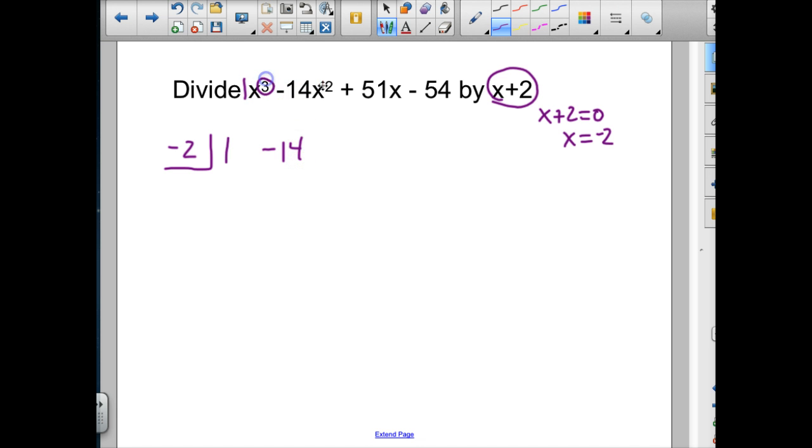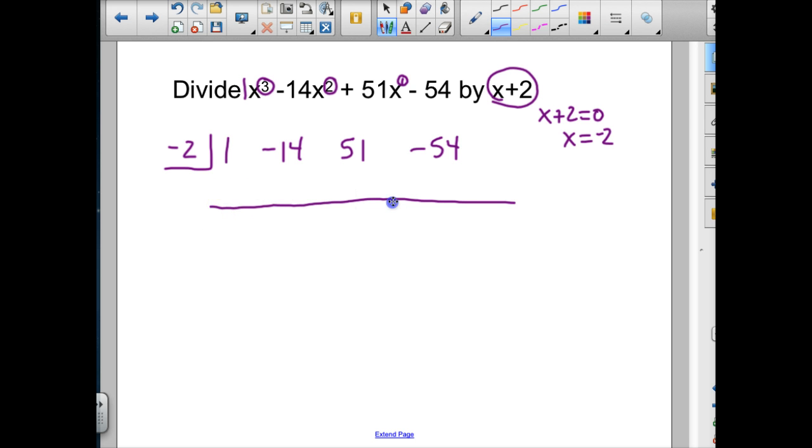We have to make sure that our powers are decreasing and that there's nothing missing. And in this case, there's nothing missing. So we have 1x to the third, negative 14x squared, 51x to the first, and then our last number is negative 54. If we didn't have an x term here, we'd have to put a 0 to hold that place. So you do need placeholders if you're missing a power. You start with your highest power and then follow along those coefficients and fill in a 0 if one of the coefficients is missing.